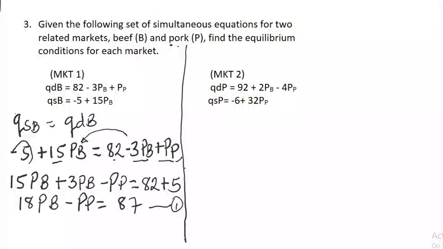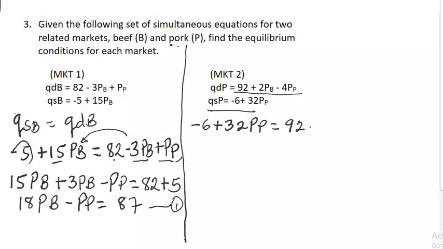Just the same way we equated the quantity of supply and demand, we are going to do the same for equation 2. Look at the quantity of supply, pork. So in equilibrium, minus 6, which is the equation for QSP, plus 32 PP equals the quantity of demand, which is 92 plus 2 PB minus 4 PP. Now I'm working for market 2.